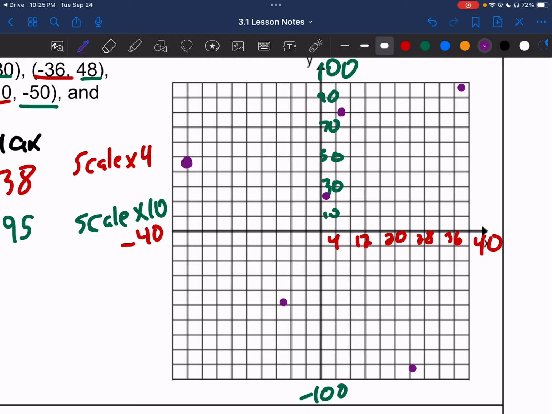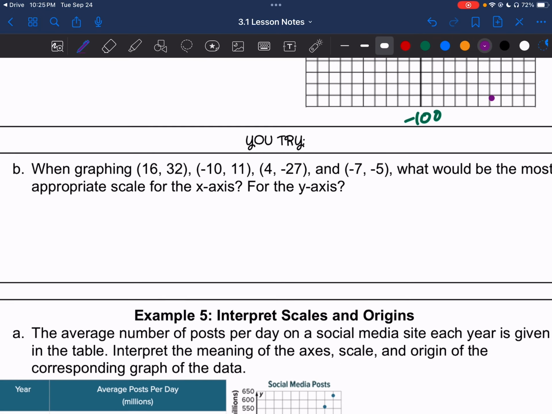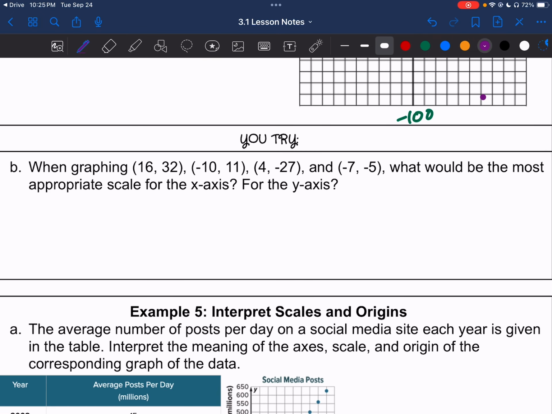All right. Now, as we look at the Try problem, when graphing the ordered pairs (16, 32), (-10, 11), (4, -27), and (-7, -5), what would be the most appropriate scale for the x-axis and for the y-axis? We are going to assume we're going to use that exact same 10 by 10 grid that I have listed up above. Go ahead and try this on your own, and then we will go over it as a group. So we have min, max, and we have scale.